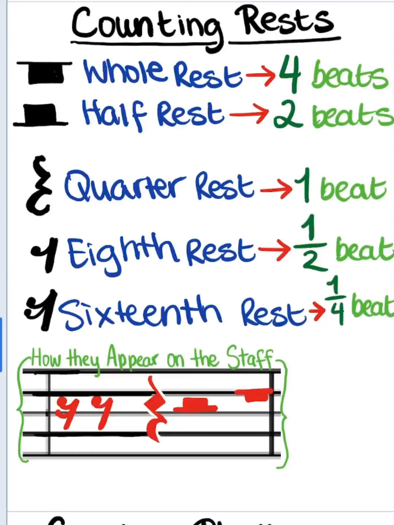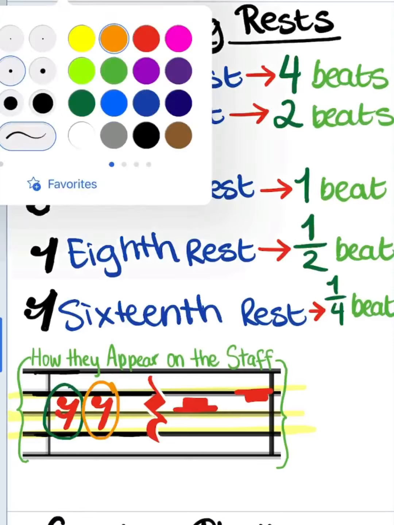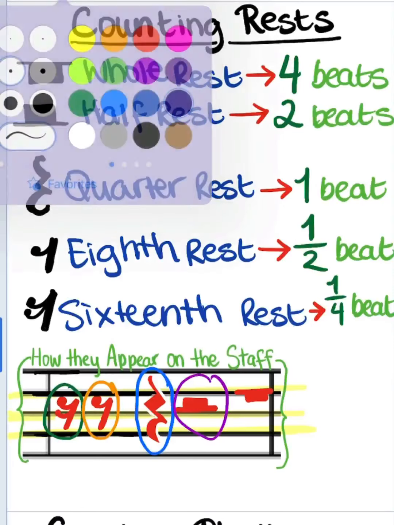And now here on the bottom we have how they appear on the staff, and it's just helpful to note, see the yellow highlighter, where these rests sit on the lines in case you need to draw them. So this first one here, we have the 16th rest, and then right beside it it's the 8th rest, and then the third is the quarter rest, then your half rest, and finally your whole rest.